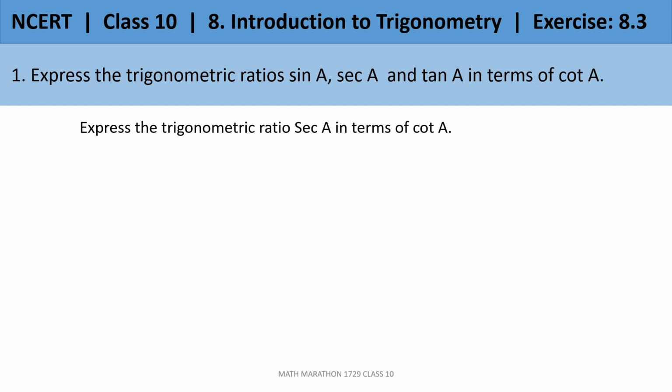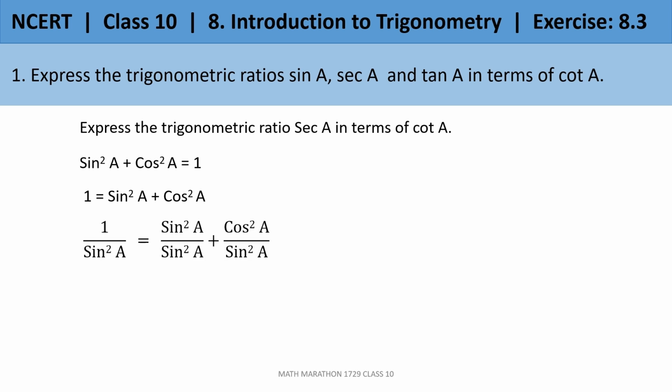Now, let us express the trigonometric ratio secant A in terms of cot A. We know this formula, sin square A plus cos square A is equal to 1. 1 is equal to sin square A plus cos square A. Let us divide this equation by sin square A. 1 by sin square A is equal to sin square A by sin square A plus cos square A by sin square A. Let us multiply by cos square A by cos square A.